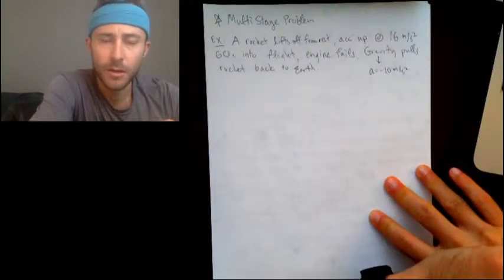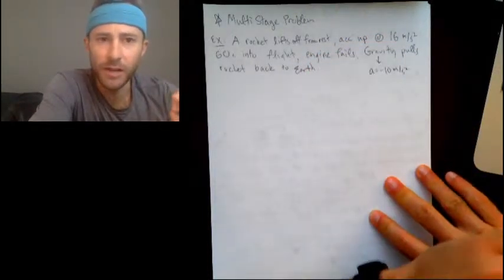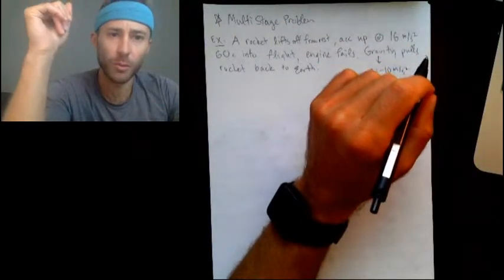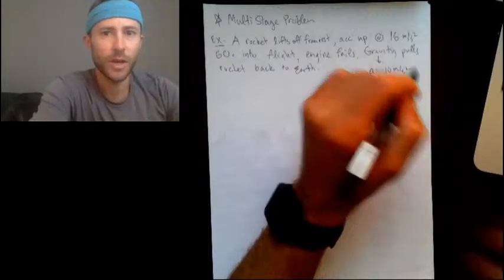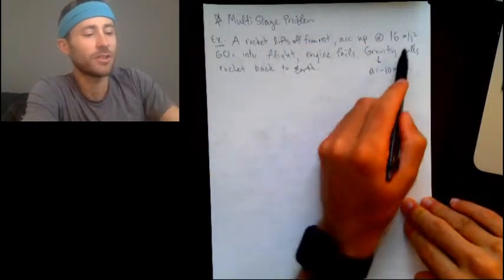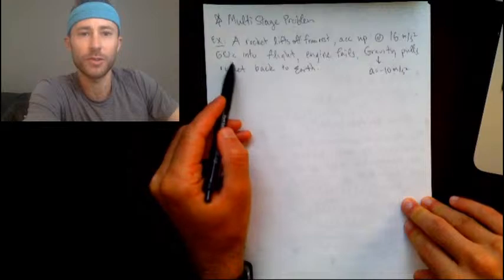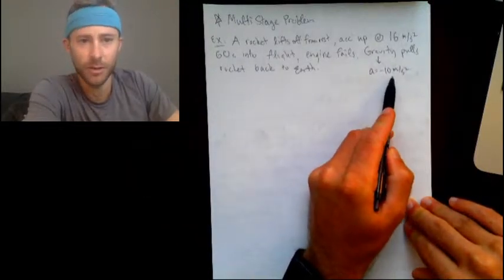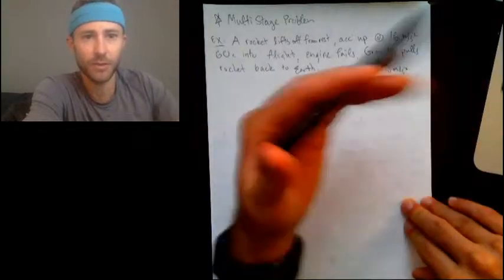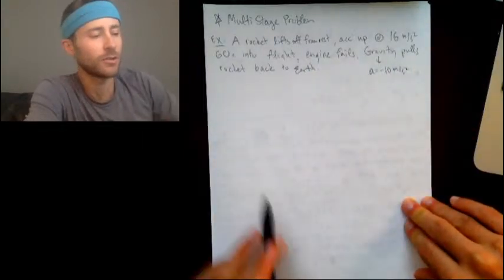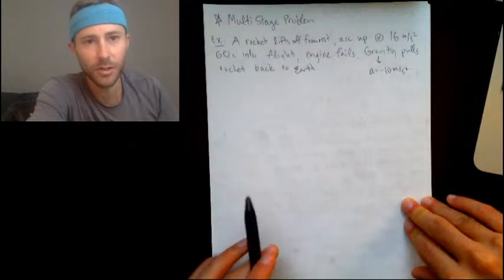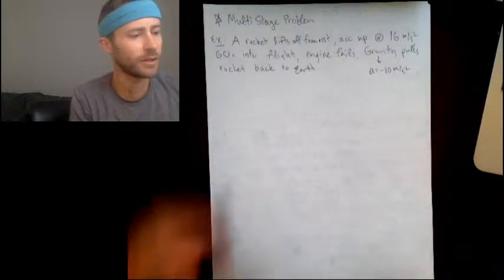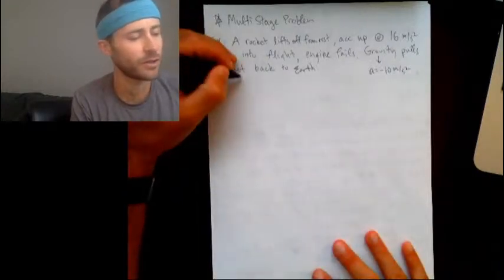Okay? So the defining feature of a multi-stage problem is that we have two or more accelerations. We have a constant acceleration of 16 meters per second squared for the first 60 seconds. We have a constant acceleration of negative 10 meters per second squared thereafter. So we have two stages. This would be a two-stage problem. So let's analyze the first stage.